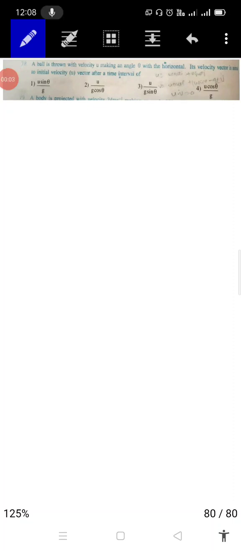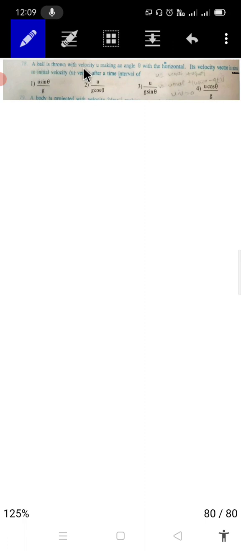Okay, let us see here one more problem. The problem is a ball is thrown with a velocity u making an angle theta with the horizontal. Its velocity vector is normal to the initial velocity. Normal is nothing but a perpendicular vector, after a time interval of, okay, let us see here.